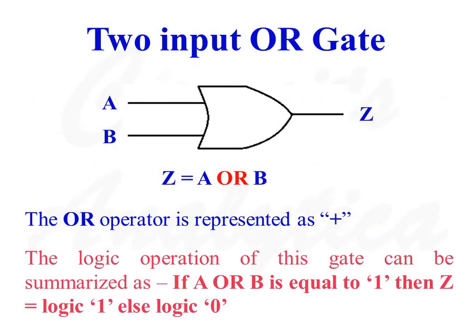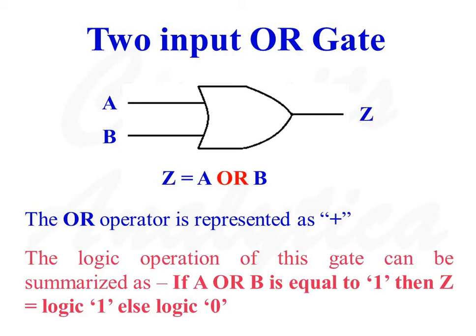Now we will consider a two-input OR gate. For the two-input OR gate, A and B are the inputs and Z is the output. So the logic relationship between output and inputs is Z is equal to A or B. The OR operator is represented as a plus symbol. The logic operation of this gate can be summarized as, if A or B is equal to 1, then Z is equal to logic 1.